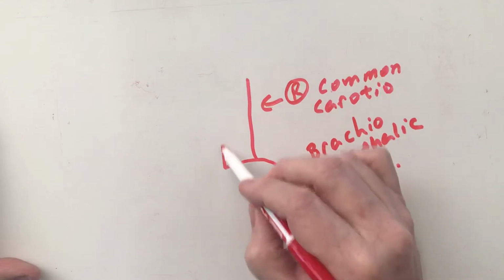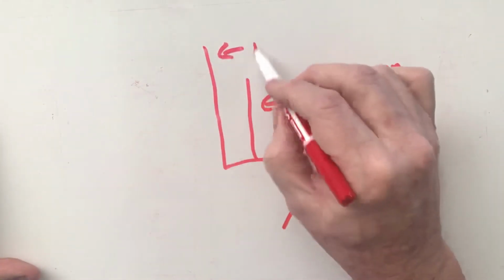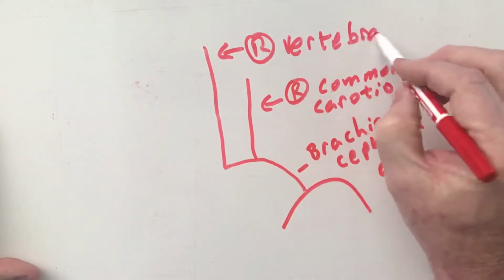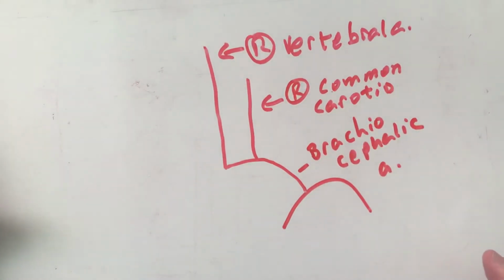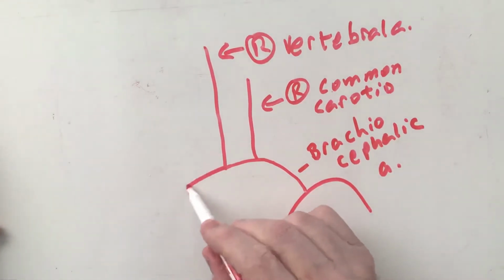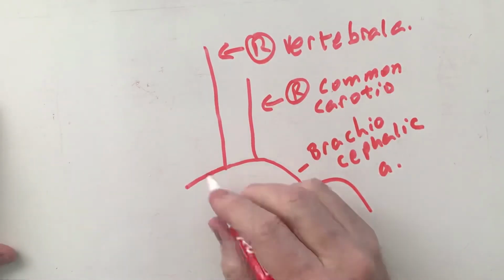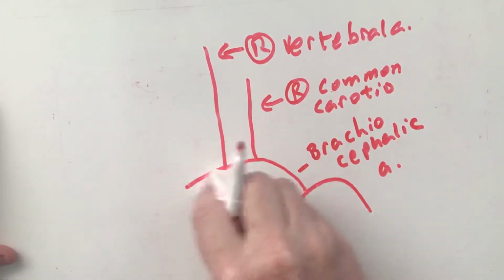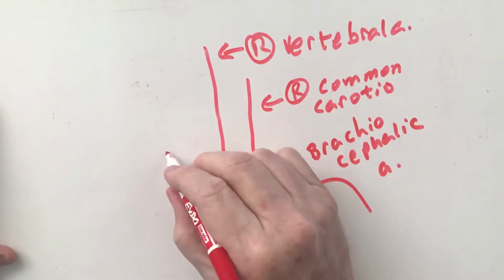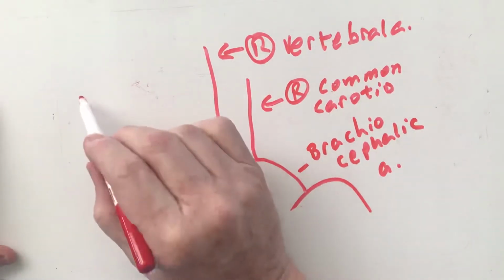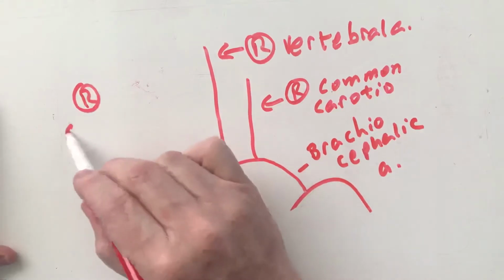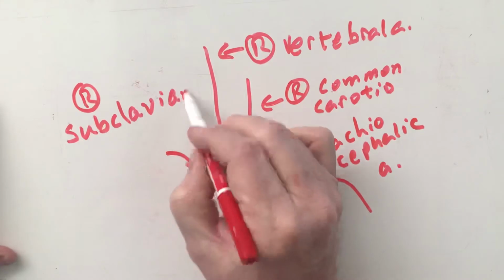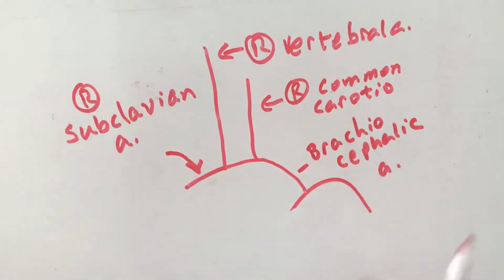And then we had our right vertebral artery, okay? And they were going up towards the head. And then we said it became the, I'm going to erase this a little bit. We had the right subclavian. Okay, we had the right subclavian artery, okay?